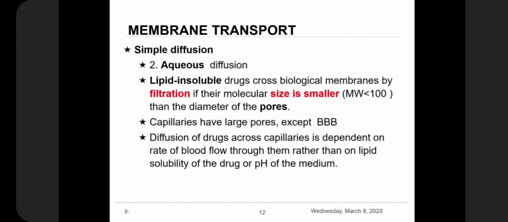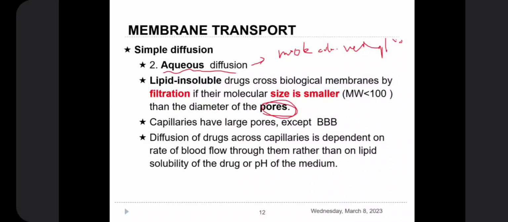So if a lipid-insoluble drug is very small, it will become easier to cross the membrane. So for the aqueous diffusion, we should know the molecular weight of this drug. If this drug is smaller, it crosses the membrane more easily via the pores.